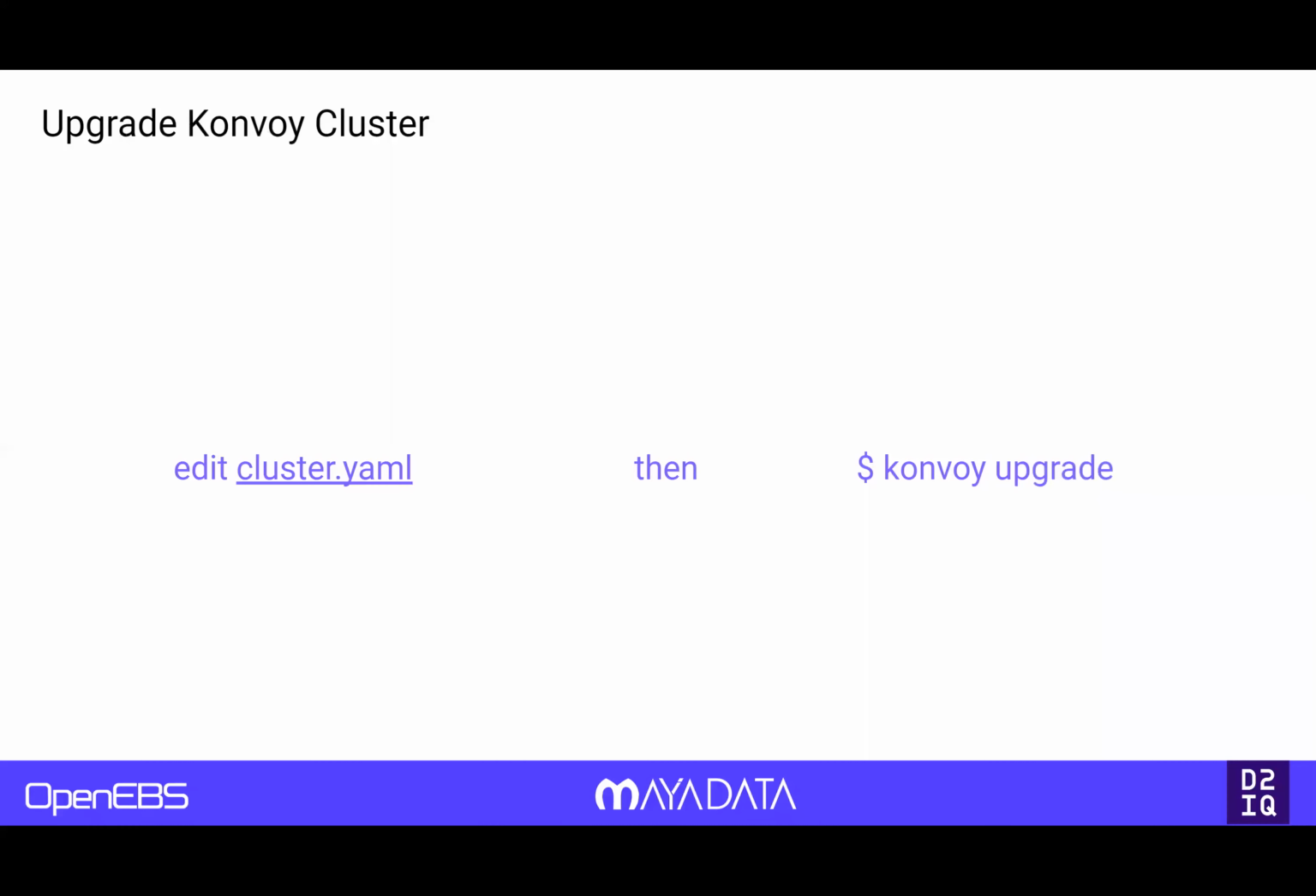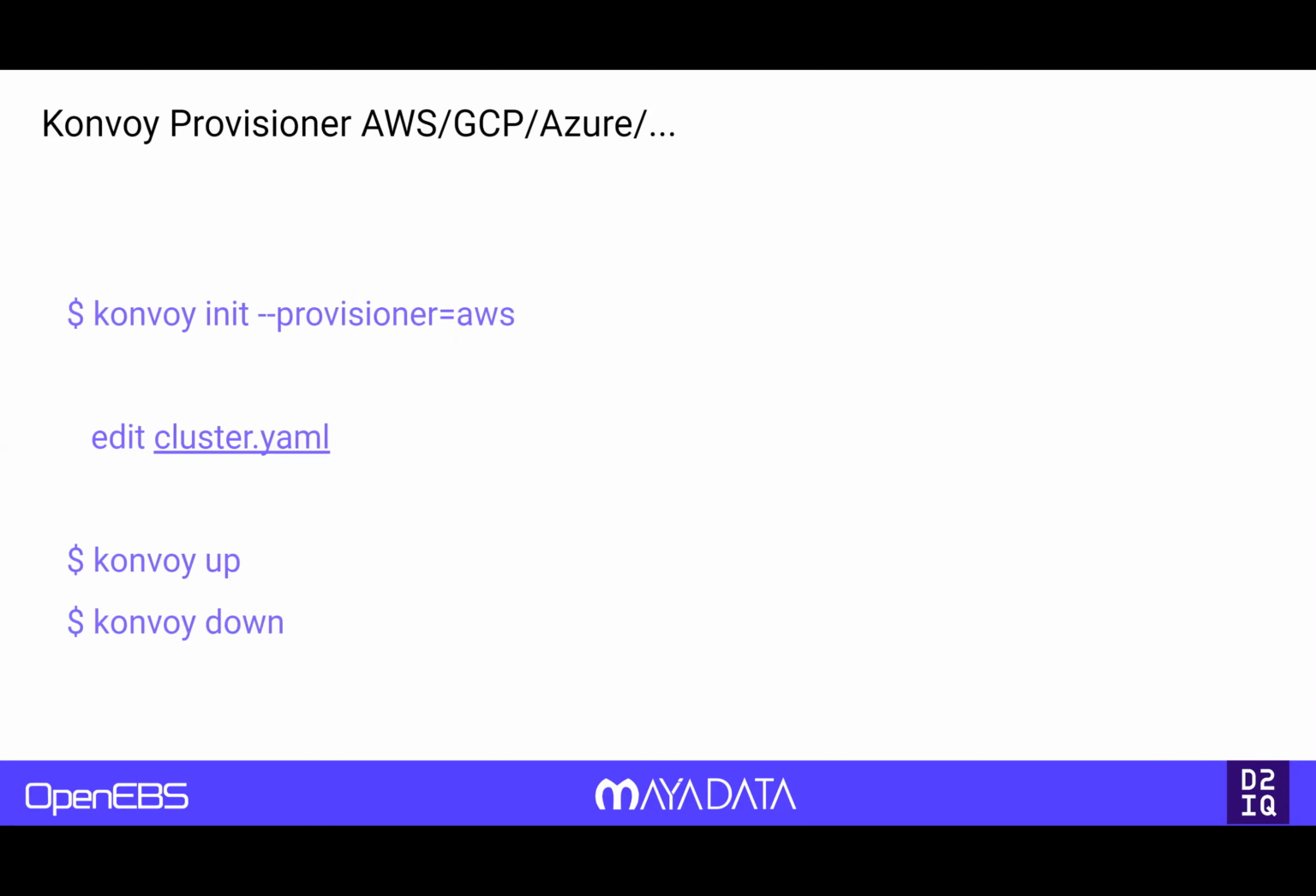Similar, if you want to do an upgrade, you want to upgrade the Kubernetes version, right? You go into our cluster YAML file, right? You change the Kubernetes version, and then you run a Konvoy upgrade. Very, very easy. Next slide.